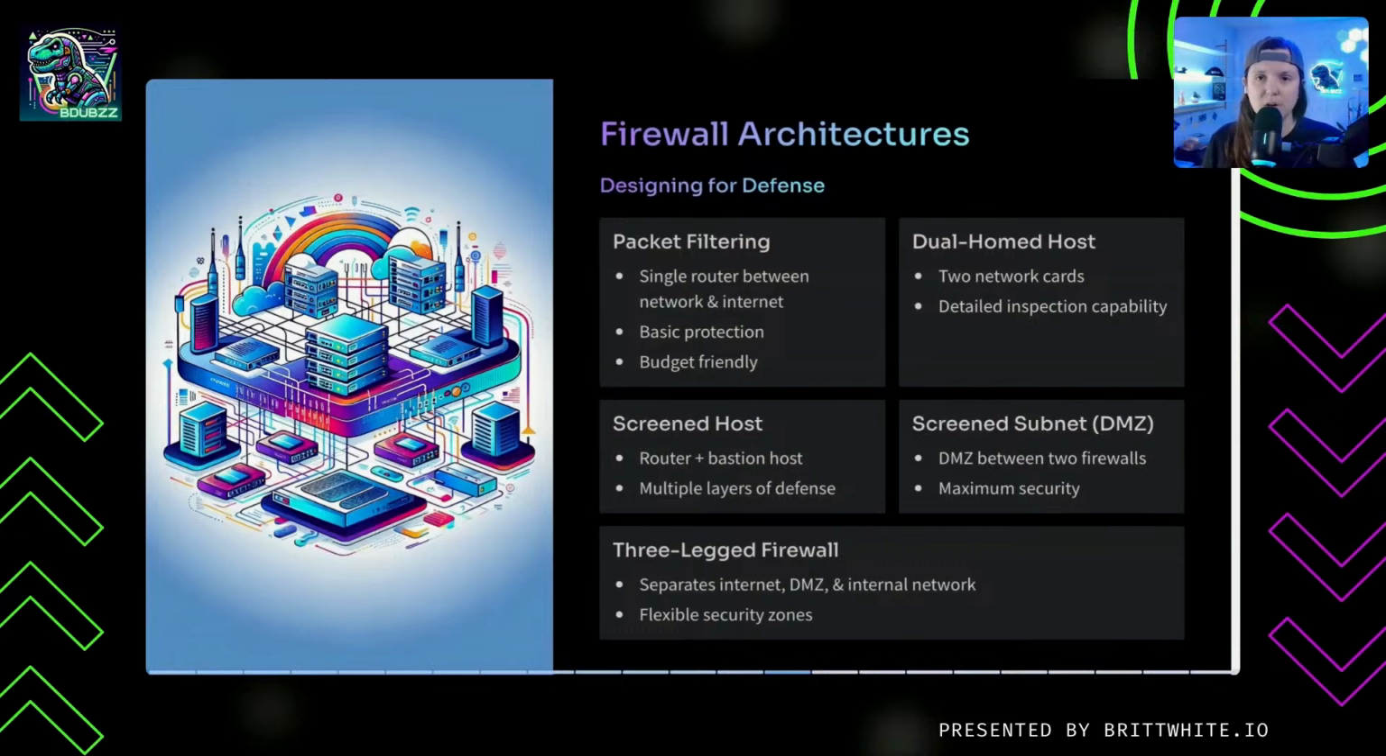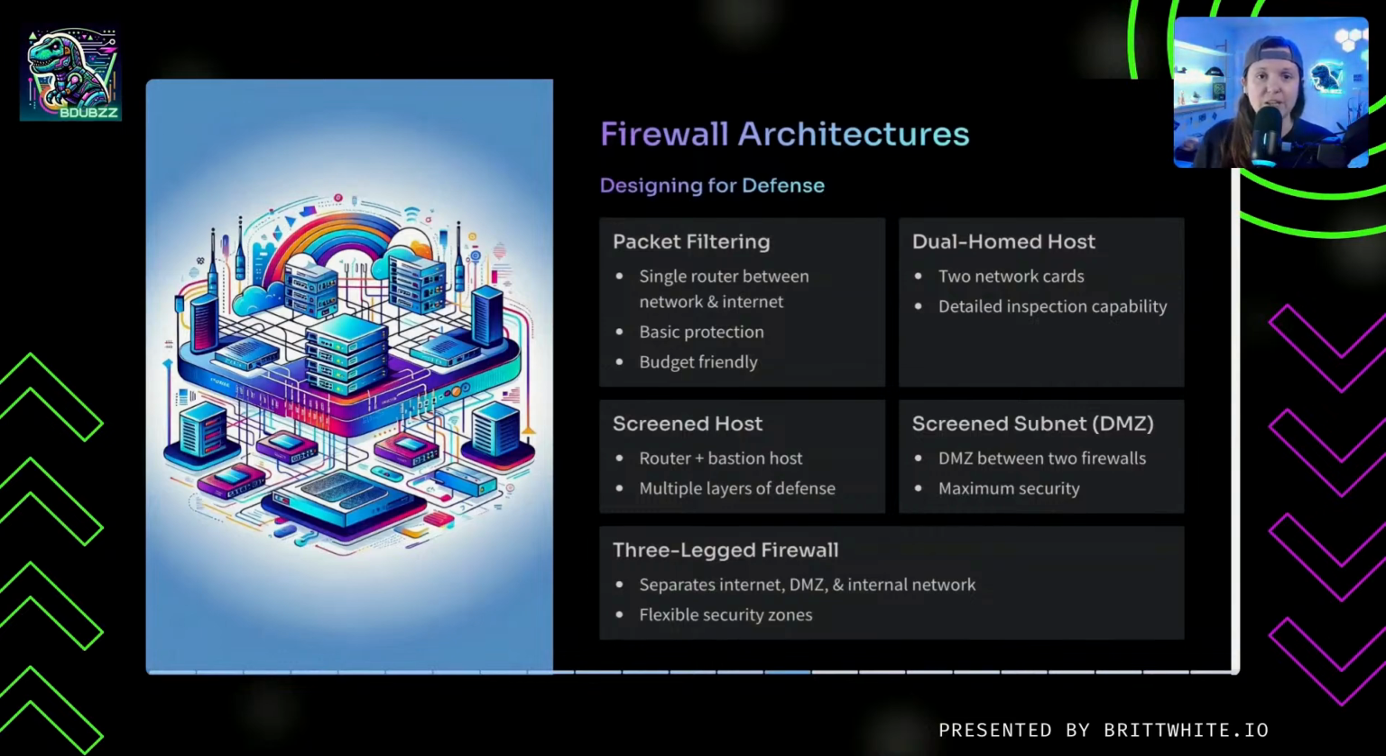Next, a dual-homed host steps things up. This is a computer with 2 network cards that understands all OSI layers. It's like having a security guard who checks both IDs and their behavior. It's great for a detailed inspection, but it can slow things down when traffic gets heavy. Universities often use these to protect research networks.